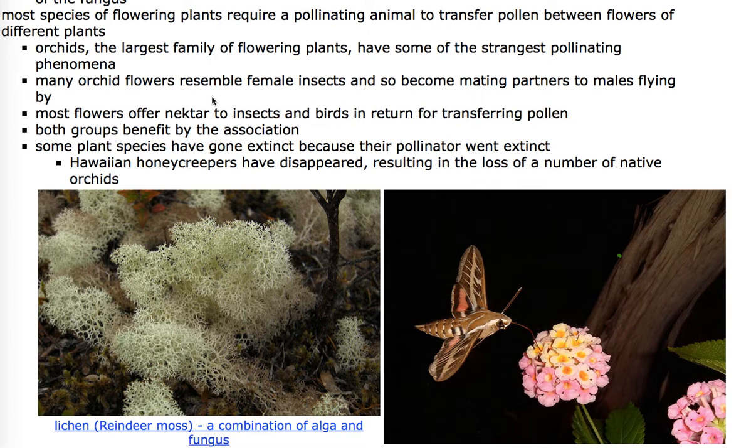Both the insect and the bird benefit from the association, and so not only is that a mutualism, but it's a coevolutionary mutualism. Some plant species, though, have gone extinct because their pollinator went extinct, and this has happened throughout the history of Earth, certainly. Hawaiian honey creepers were a classic example. Most of the honey creepers are now extinct, and that's resulted in the loss of a number of native orchids that they used to pollinate. So this concludes the homeostasis unit in its entirety.